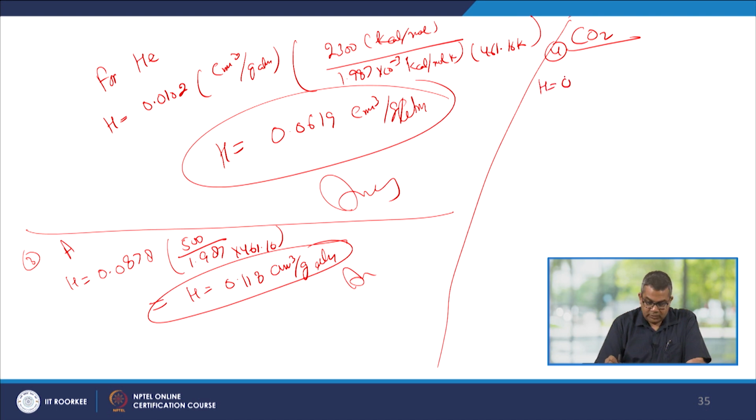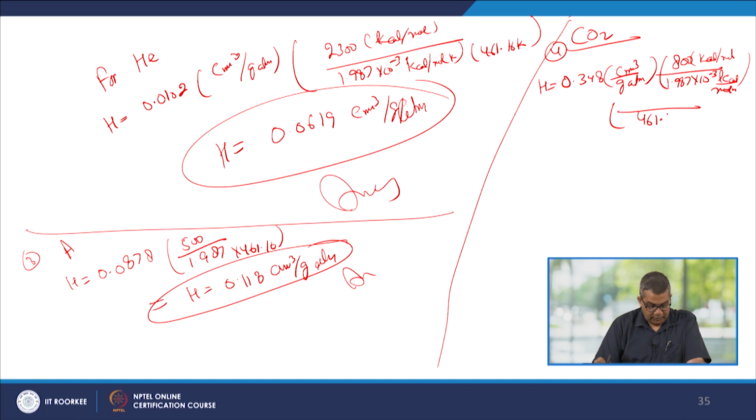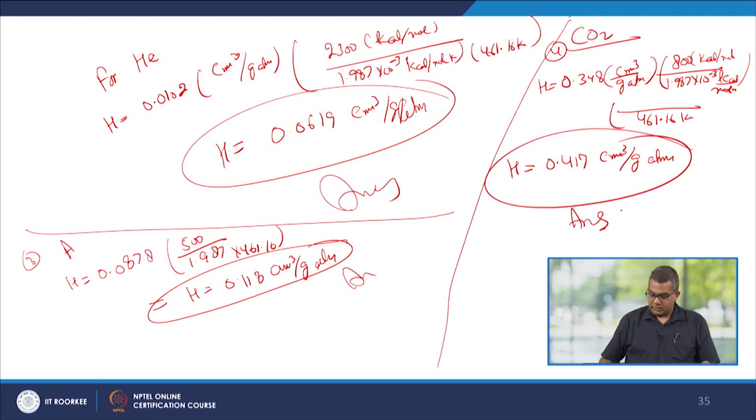H is equal to 0.348 centimeter cube per gram atom into exponential of 800 kilocalorie per mole over 1.987 into 10 to the power minus 3 kilocalorie per mole Kelvin into 461.16 Kelvin. So if we calculate, we get 0.417 centimeter cube per gram atom. So this is our answer to this particular problem.